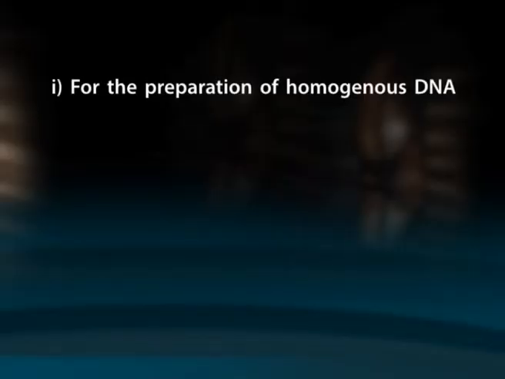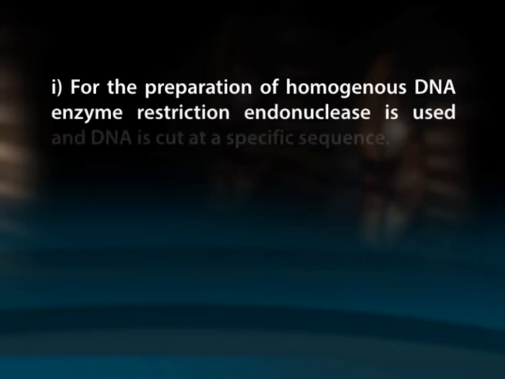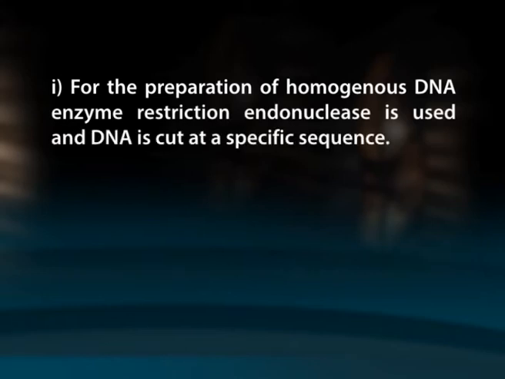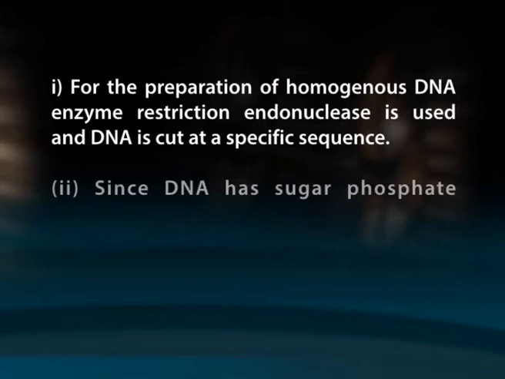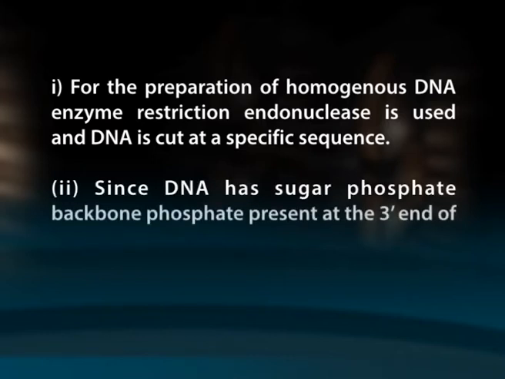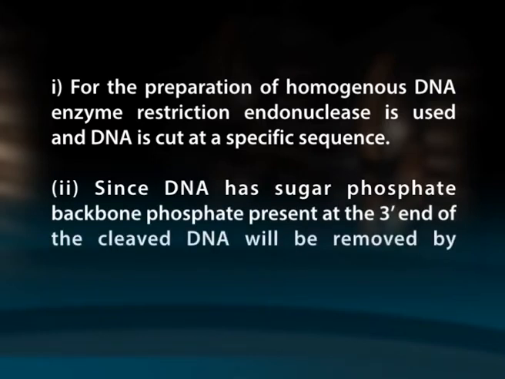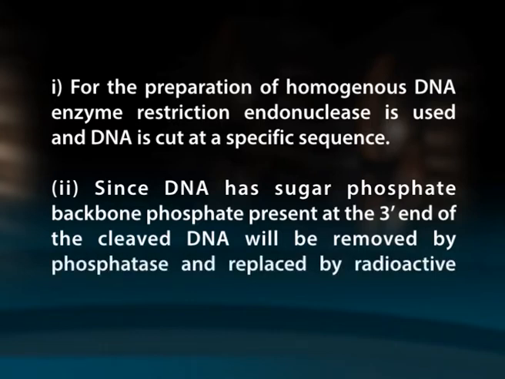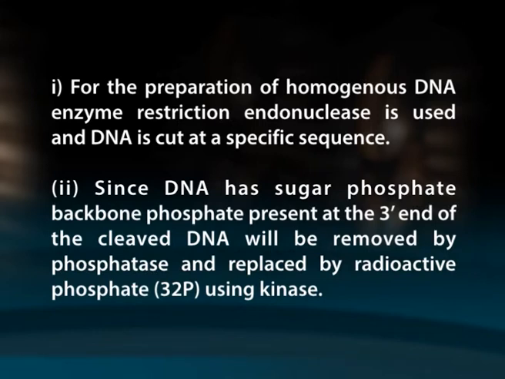For the preparation of homogeneous DNA, an enzyme, restriction endonuclease, is used and DNA is cut at a specific sequence. The second step: since DNA has a sugar phosphate backbone, the phosphate present at the 3' end of the cleaved DNA will be removed by phosphatase and replaced by radioactive phosphate using kinase.